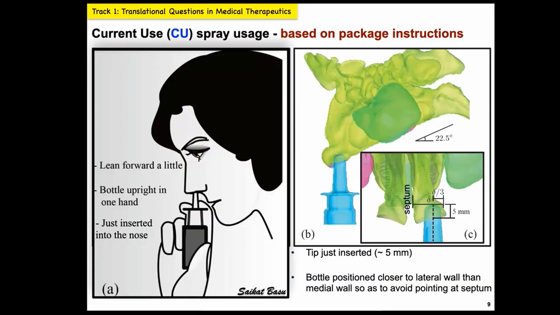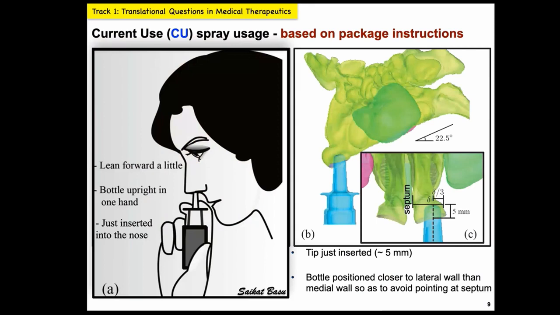So the picture on the right shows you how I have interpreted these instructions. I have inclined the digital head forward by an angle of 22.5 degrees. The spray bottle is held vertically upright, and it is inserted through a shallow depth of 5 millimeters into the intranasal space. And as I said, this is the CU protocol, and I can simulate how the sprays are going to deposit in different parts of the nasal model with this particular usage direction.